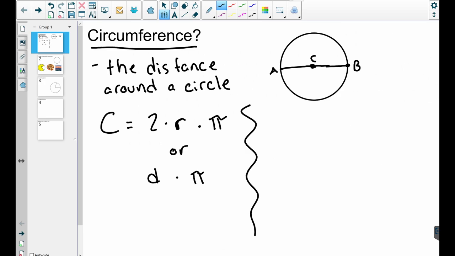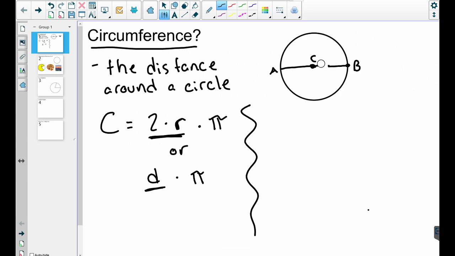So looking at this, we know that radius is equal to the diameter divided by 2, or the diameter is equal to 2 times the radius. So when you come back over here, we can see that this 2 times the radius is the same as the diameter. Now let's do a short little example here.